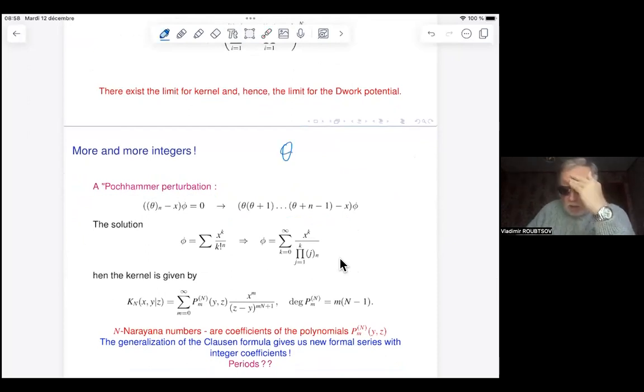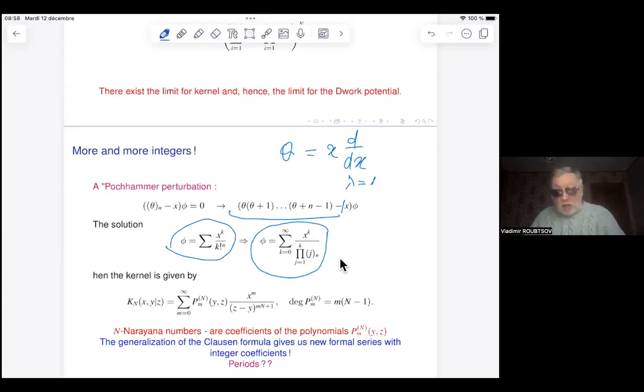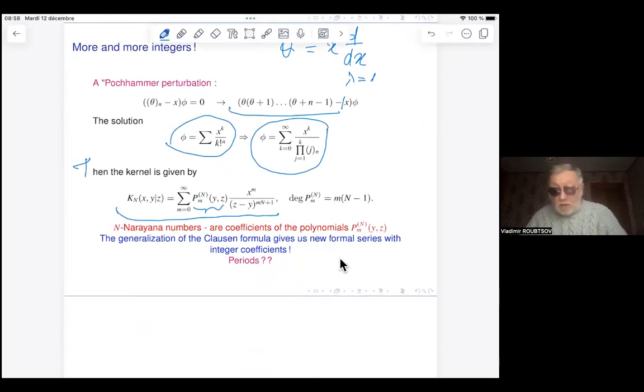Theta, it is again x d over x, and then we take the analog of the Pochhammer symbol and put this theta in this Pochhammer symbol and consider the eigenvalue problem for lambda equal to 1. Then the solution has a very nice, similar form, and it can be represented as a series of this type. And then the kernel can be developed in my previous form with integer coefficient polynomial in y and z. And these coefficients are exactly the Narayana numbers. The coefficients of these integer polynomials are Narayana numbers, which are, if you want, a refinement of the Catalan numbers.